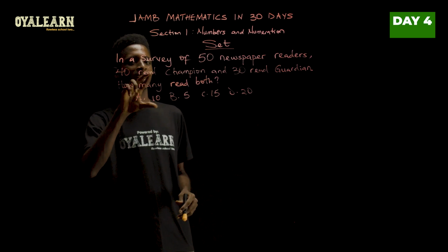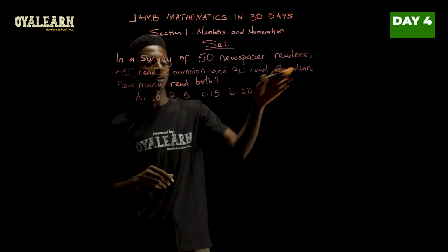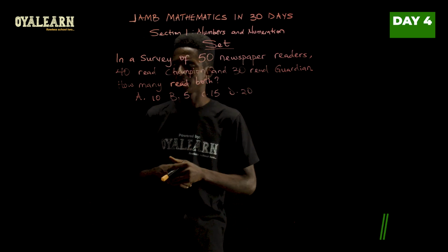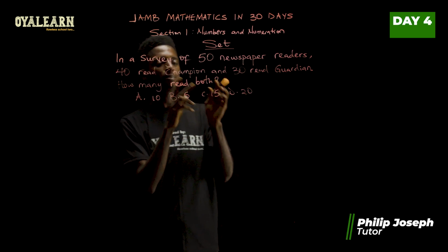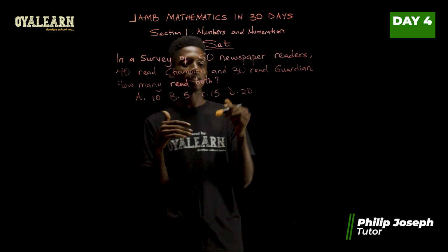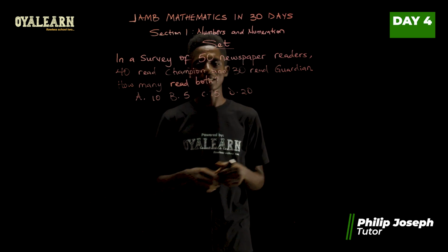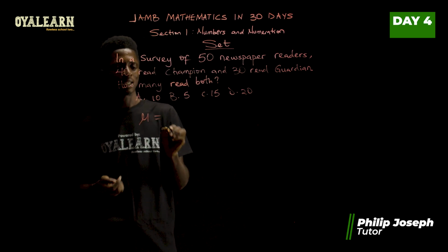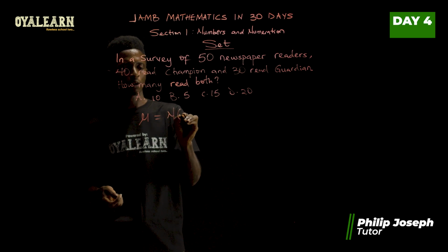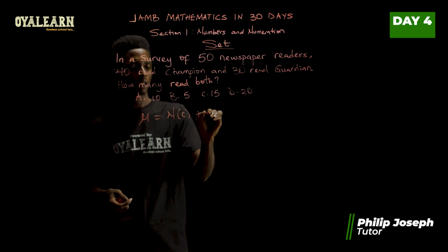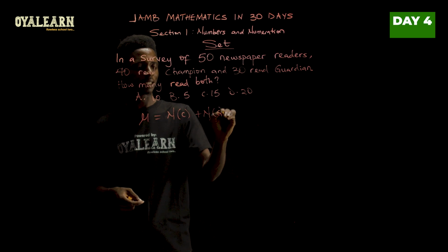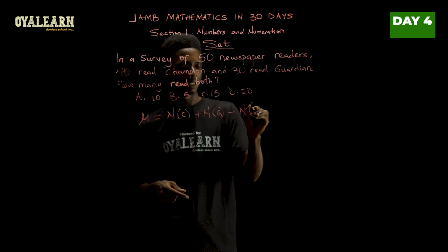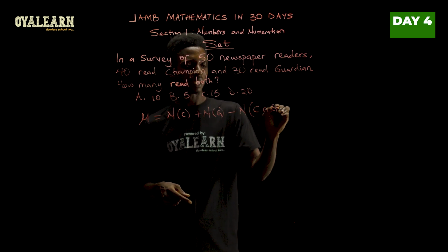So this question says, in a survey of 50 newspaper readers, 40 read Champion and 30 read Guardian. Now, how many read both? That is, we have to find the number of people that read both Champion and Guardian. So we know that our universal set is supposed to be the number of those that read Champion plus the number of those that read Guardian minus the number of those that read both. So that is Champion intersect Guardian.